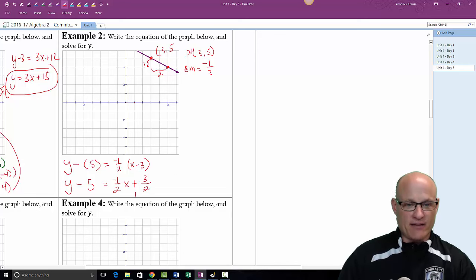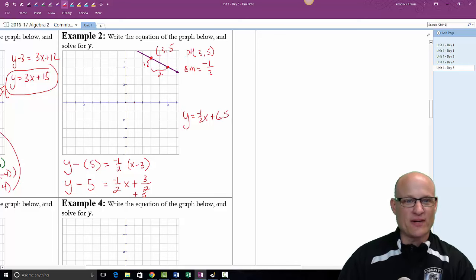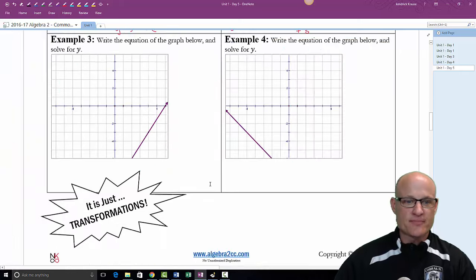Now I've got to add 5 to that. Well, this is really 1.5 and 6. So my equation is going to be y equals negative 1/2 x plus 6.5. Now that kind of makes sense. Plus 6.5. There's 5, there's 6. If I drew that up there, it'd be about 6.5. That makes sense.